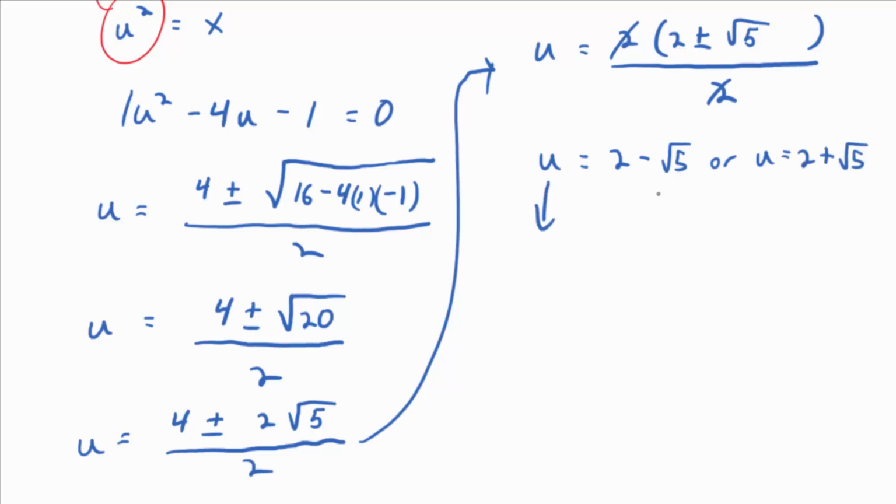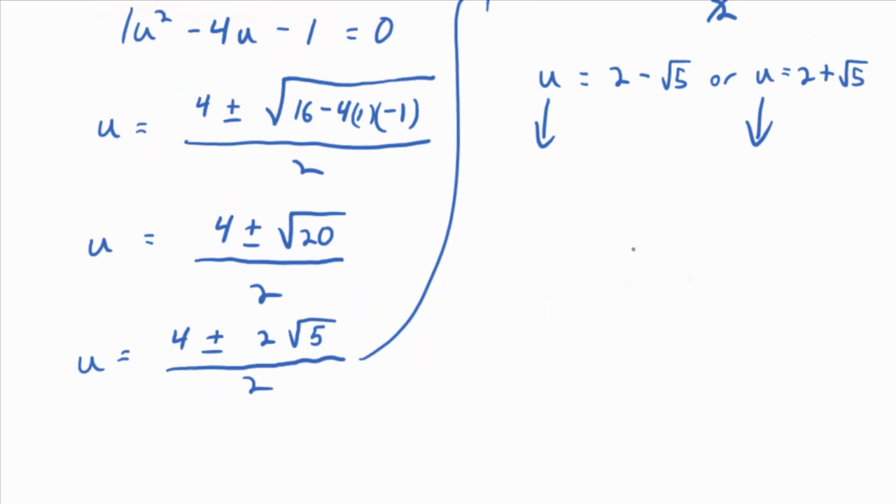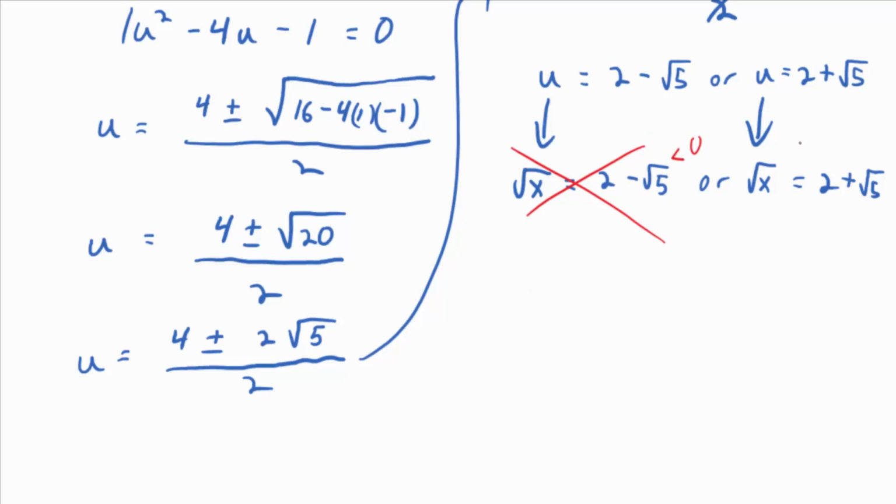But we're not done. We've got to back substitute. Remember, u was equal to the square root of x. So the square root of x is equal to 2 minus root 5, or the square root of x is equal to 2 plus root 5. This guy is done. Why? The square root of x equals 2 minus root 5 is not possible because 2 minus root 5 is negative. If you think about it, root 5 is bigger than 2, isn't it? So 2 minus root 5 is negative. So that guy's done.